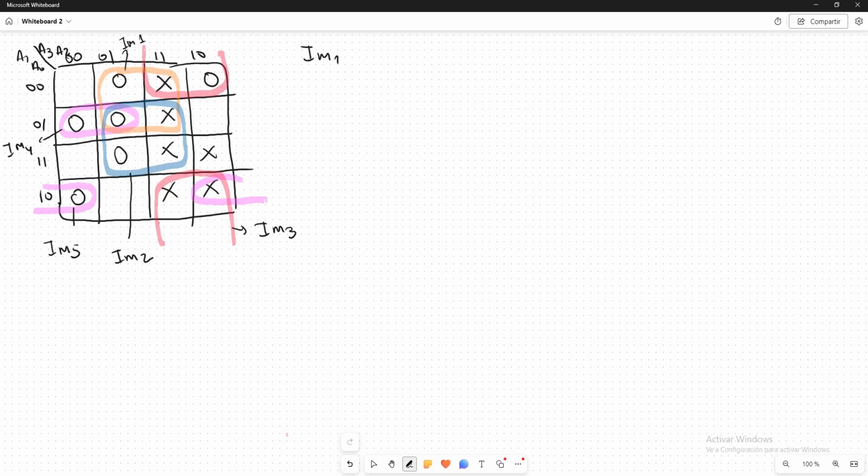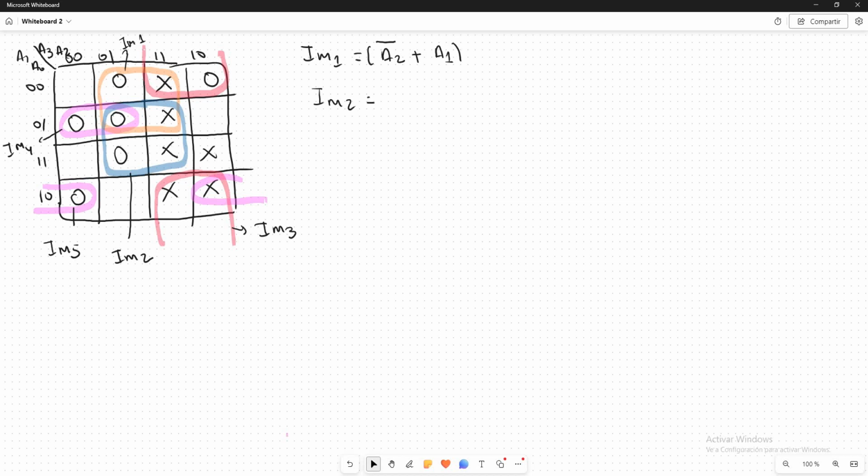Implicate 1. The variables involved are a2 plus a1, the variables that don't change across the group. So a2 is 1, so it's negated. And a1 is 0, so it's not negated. Remember, it's just the opposite as in the case of the implicants and the product terms.